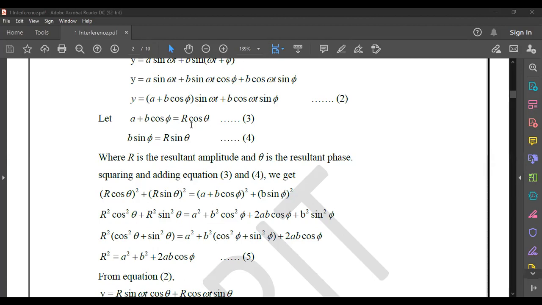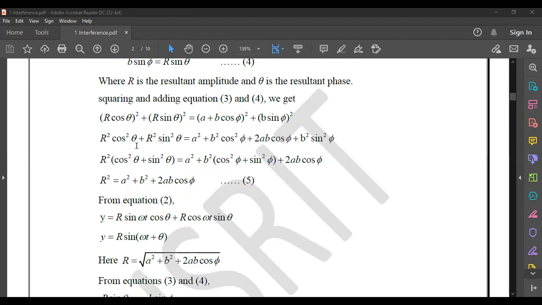Now square equations 3 and 4 and add them. You will get R square cos square theta plus R square sin square theta on the left, and B square sin square phi plus (A plus B cos phi) whole square on the right. On the left hand side, cos square theta plus sin square theta becomes 1, and (A plus B cos phi) whole square is expanded: A square plus B square cos square phi plus 2AB cos phi, and of course B square sin square phi.